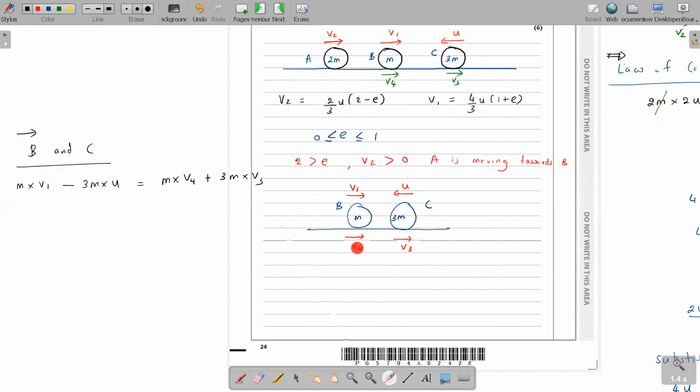Okay, so I have put these directions. If I'm wrong, we'll see. Okay, so I can cut off the m value here. I can get here v1 minus 3u equal v4 plus 3v3. Is that okay? So v1 figure I have already obtained. I'll keep it like this for the moment. So this is our equation A.